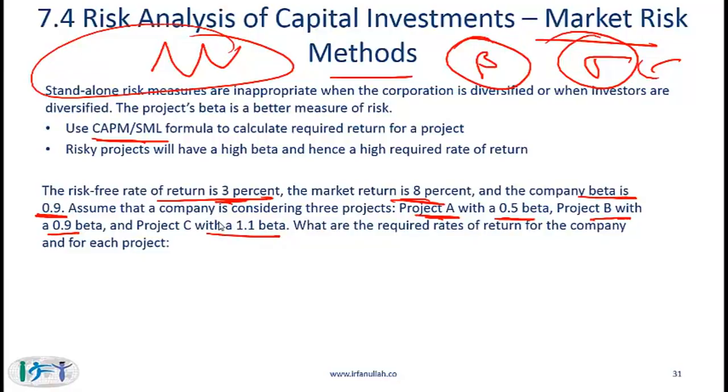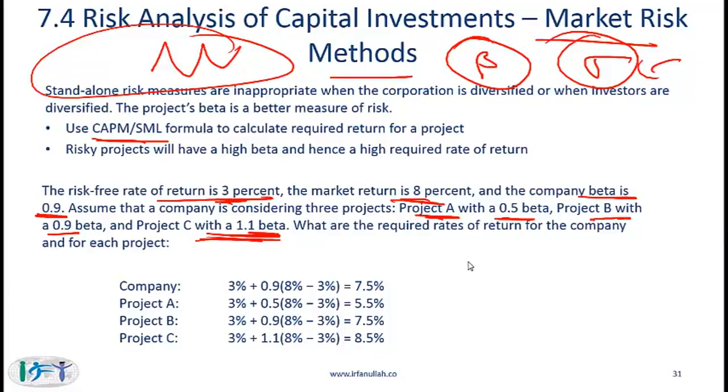Are all 3 projects equally risky? No, clearly project C is more risky. So should all 3 projects have the same required rate of return? Obviously not. Project C should have the higher rate of return. So what should that higher rate of return be? It should be calculated based on CAPM, and I'm assuming that you know CAPM. CAPM formula is that the required rate of return is equal to the risk-free rate plus beta times the market risk premium. So what is that?